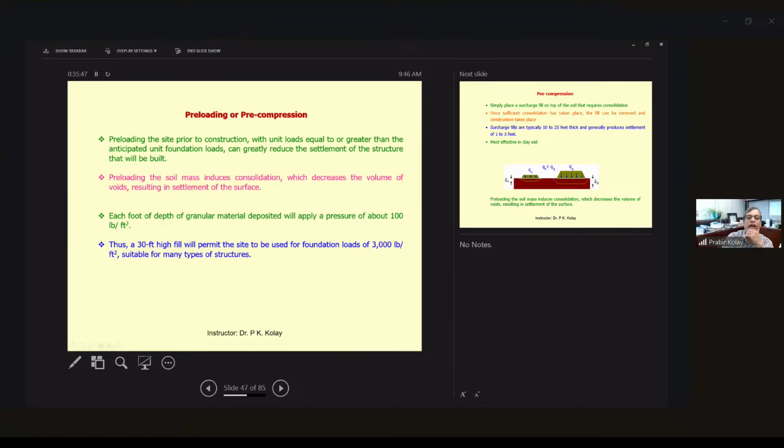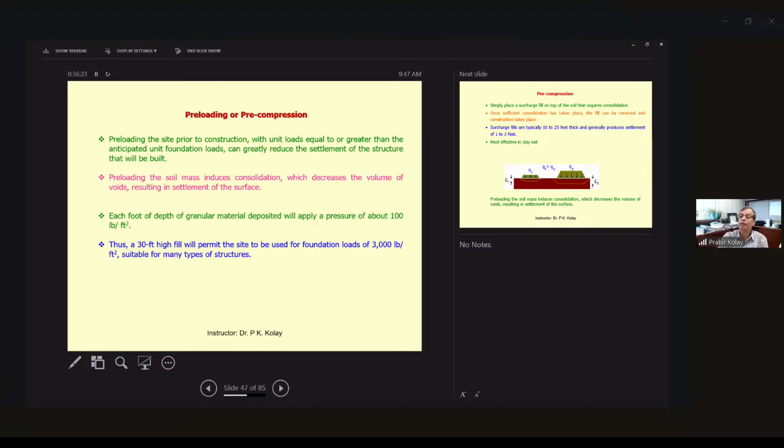Okay. So preloading of the soil must include consolidation, which decreases the volume of the voids, resulting in the settlement of the soil surface. And each foot of granular clay deposit, sometimes the load coming on the soil is basically 100 pounds per foot square. And sometimes if you put a 30 feet height of this preload, the foundation load is sometimes 3,000 pounds per foot square. Okay, so it is quite heavy load, and that is suitable for many structures. So that's why people use like 30 feet and just leave it.